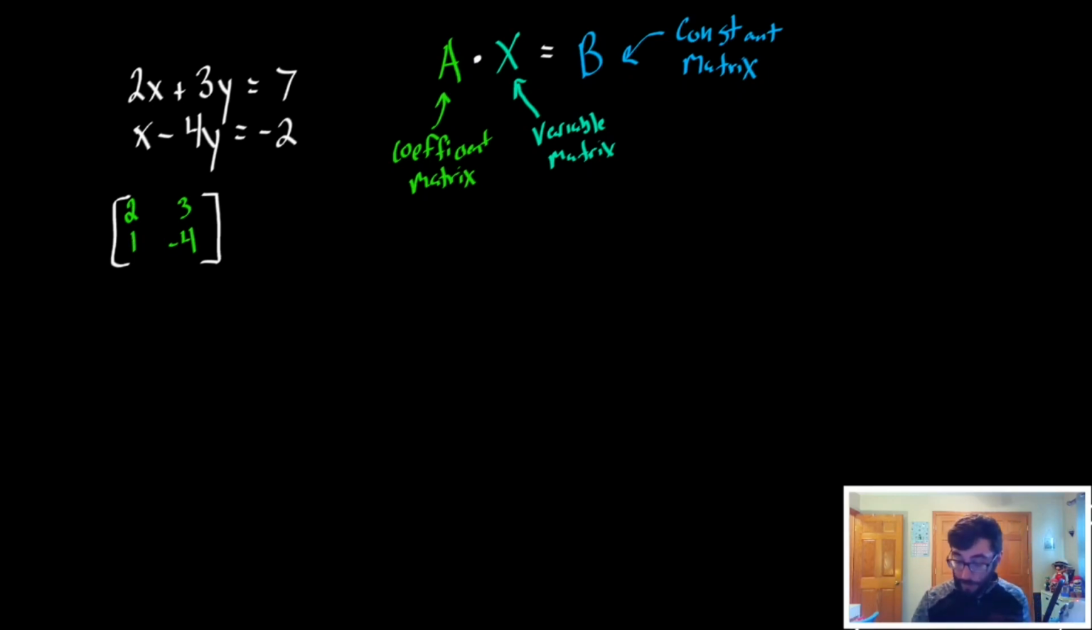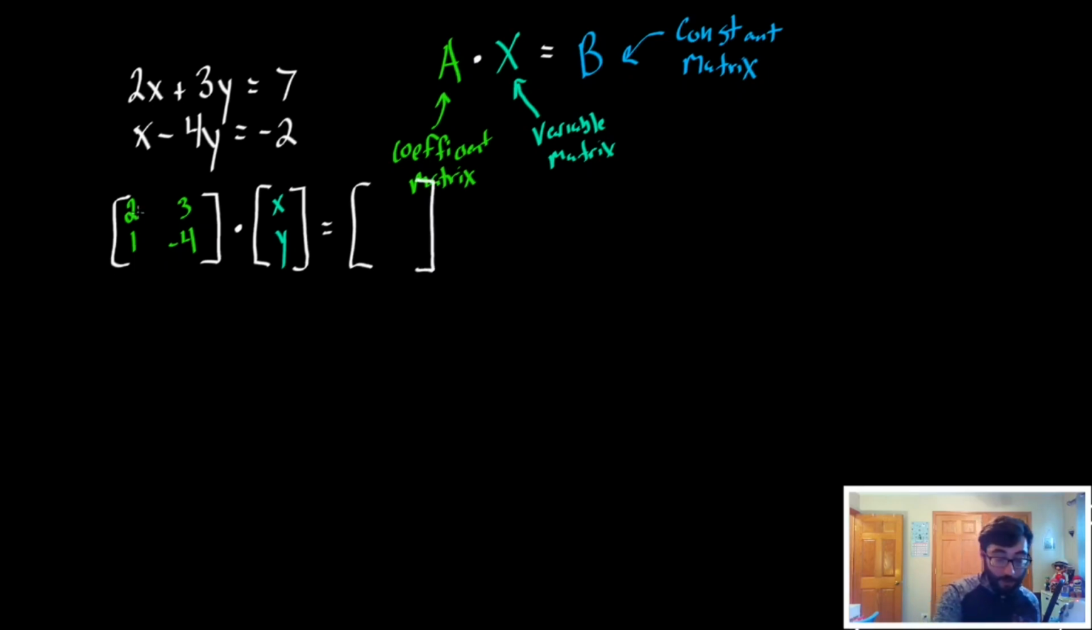This is going to be times our variable matrix, which is not a square one. It's just going to represent what our variables are, x and y. You could use this for a 3-variable system. Just know that you would have another row and column in your square matrix, and another variable in your variable matrix. The same goes for your constant matrix, which is where we use the constants. The first equation, 2x plus 3y, was equal to 7, and 1x minus 4y was equal to -2. And there is our matrix equation.